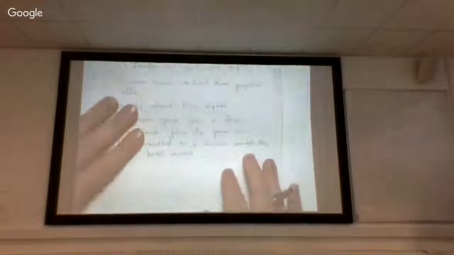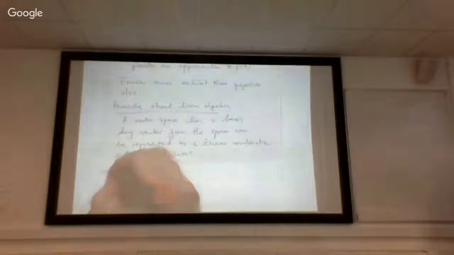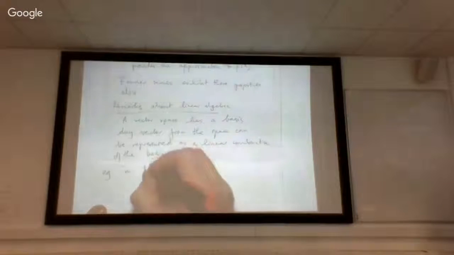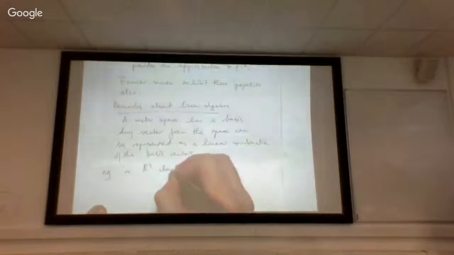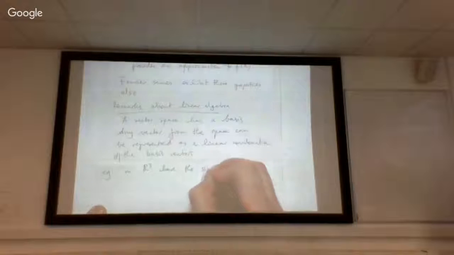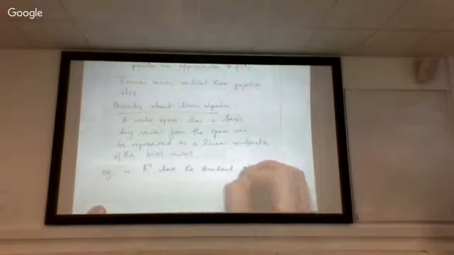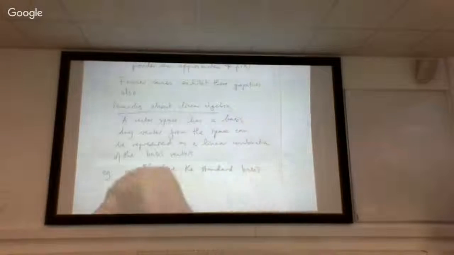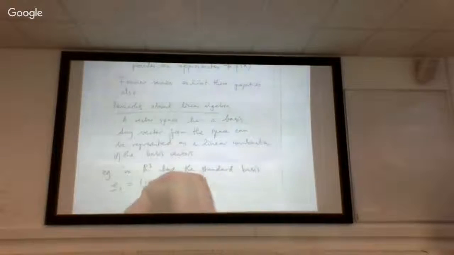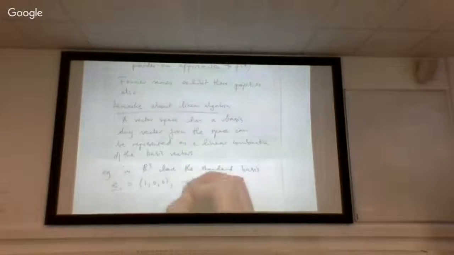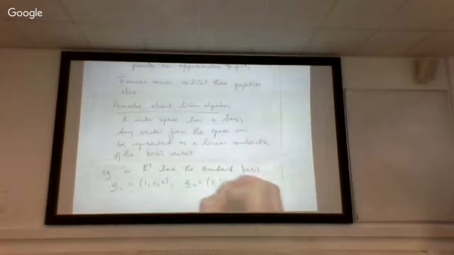So for example, in R3, we have the standard basis e1, e2, e3. These standard basis vectors you're familiar with.